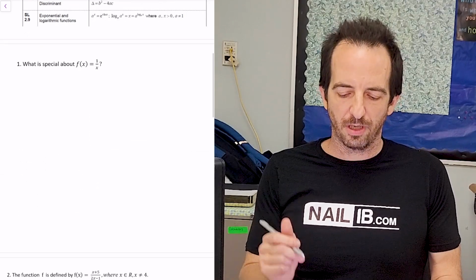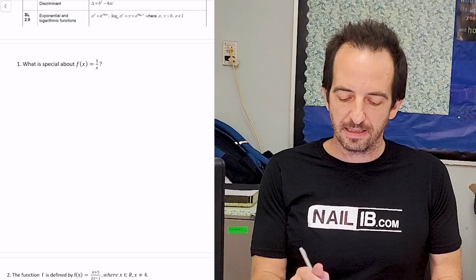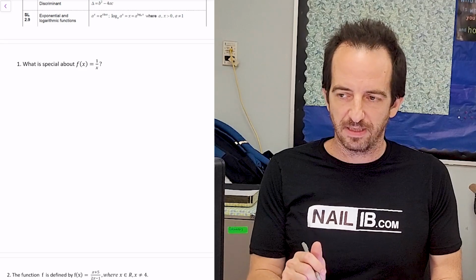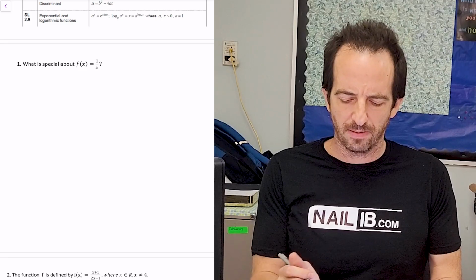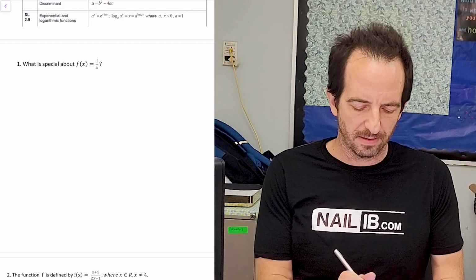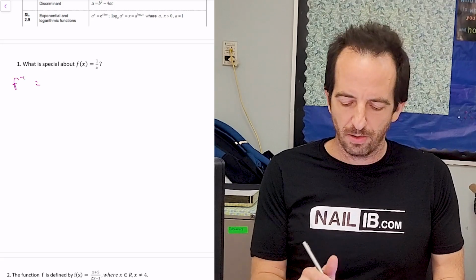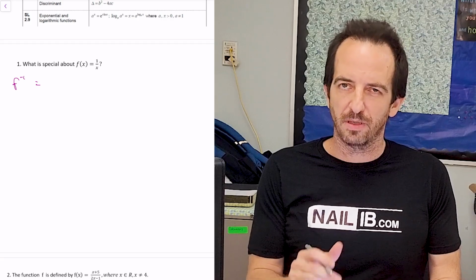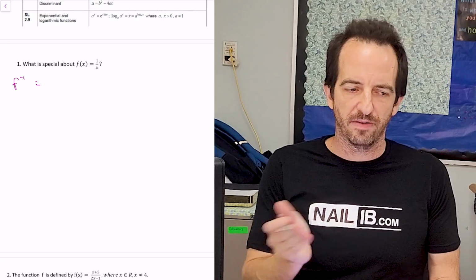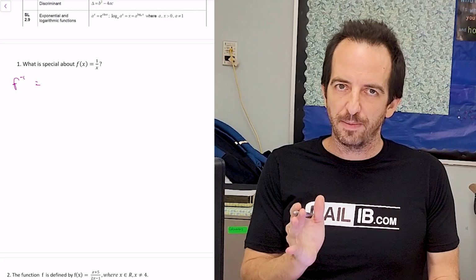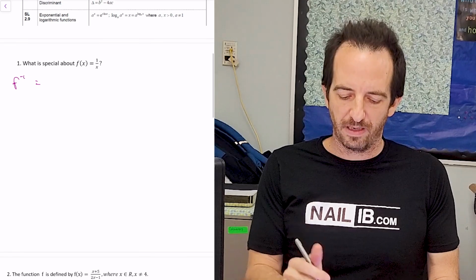So what is special about 1 over x? Well, they mentioned that it is self-inverse in nature. So what does that mean? Well, let's actually take a look maybe at what this inverse is. So what is the inverse going to be? So how do we figure out inverse in general? Sometimes they'll say show that a function is the inverse of another. And for all these problems, the idea is going to be to switch the variables, right?